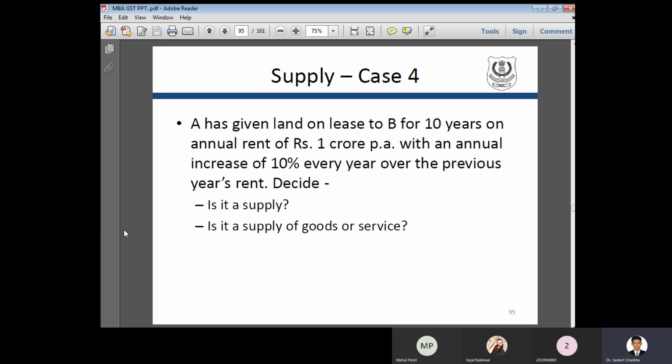Case number 3. Case number 4. A has given land on lease to B for 10 years on annual rent of rupees 1 crore per annum with an annual increase of 10% every year over the previous year's rent. Decide, is it a supply? सर्विस है सर, ये पक्का है पर सप्लाई. सर्विस है ये पक्का है, बराबर. सप्लाई है या नहीं है? नो. Why? Justify.